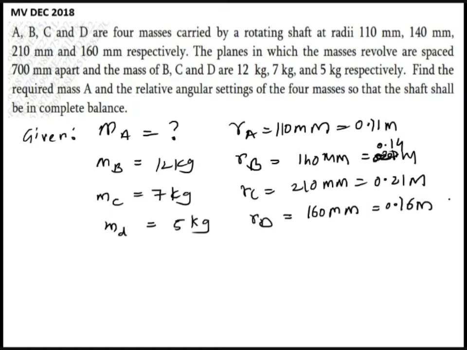Okay, is it clear? So this is what they have given you. Now they have also given you that the planes in which masses revolve are spaced 700 mm apart. Means what? The distance between all the planes is equal, that is 700 mm apart. So this is what we have to understand.